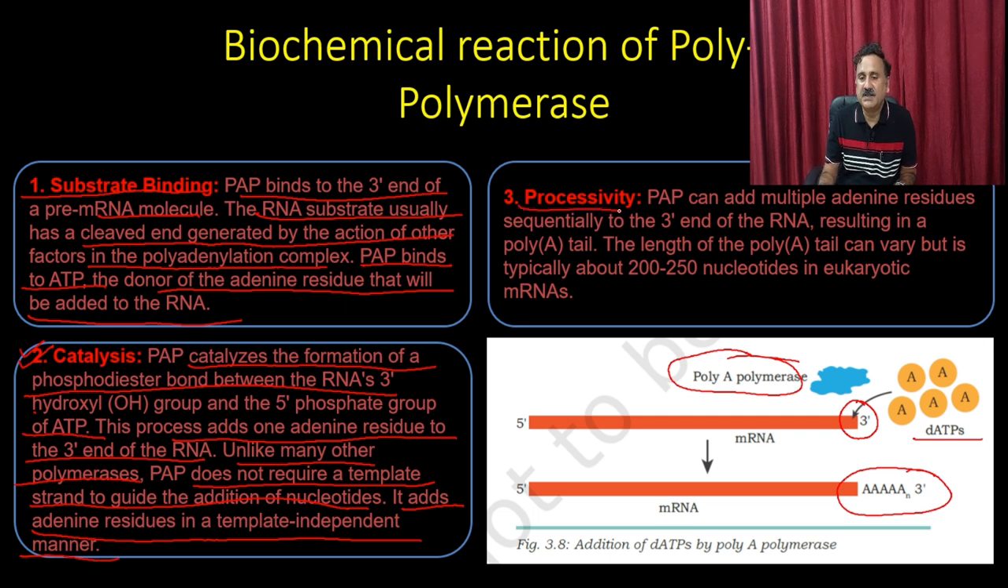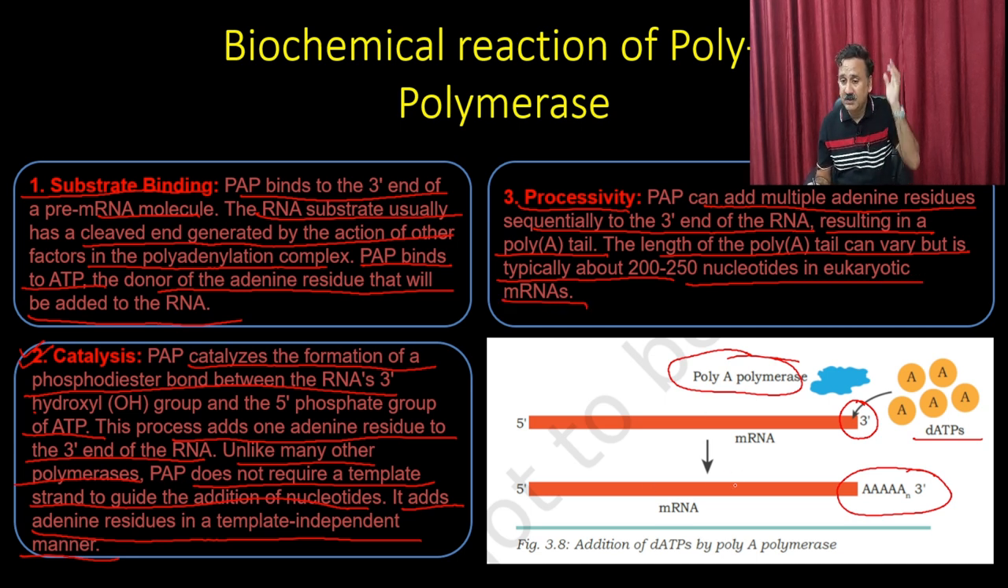Then there will be processivity. The PAP can add multiple adenine residues sequentially to the 3 prime end of the messenger RNA, resulting in a poly A tail. The length of the poly A tail can vary, but it is typically between 200 to 250 nucleotides in eukaryotic messenger RNA. So, once you have this mature messenger RNA, it is going to participate in downstream translation.